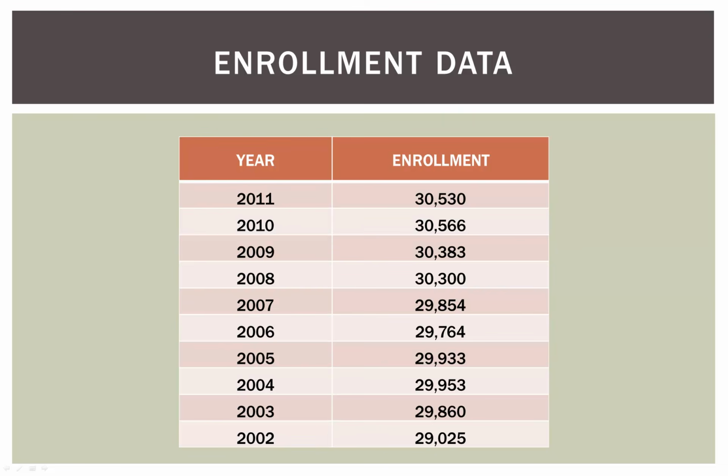Just a reminder, here is our enrollment data, and this is the enrollment data for IUPUI in Indianapolis, Indiana. I've just been researching that university recently, so that's why I use this data. I just had it available. You can see the enrollment from 2002 up through 2011 has gone up from 29,025 up to 30,530, so an increase of about 1,500 students over that period of time. And of course, we are tasked in this problem with figuring out what the forecast will be for 2012.